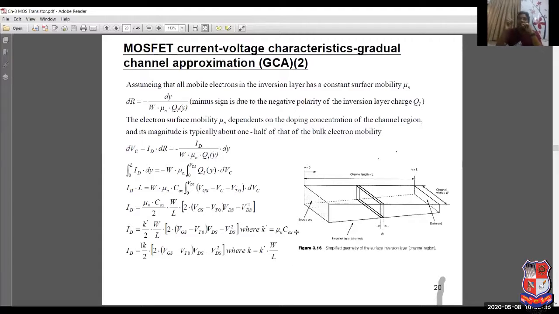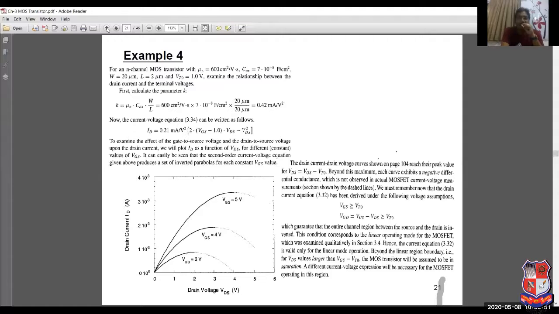So your ID is only depending on W and L, because mu n and COX are also fixed. If you vary the width and length of your MOSFET, then you can control the value of your linear current. So from the design perspective, the width and length ratio of the MOSFET plays an important role. So this is the current value in the linear region. Now what will happen in the saturation region?